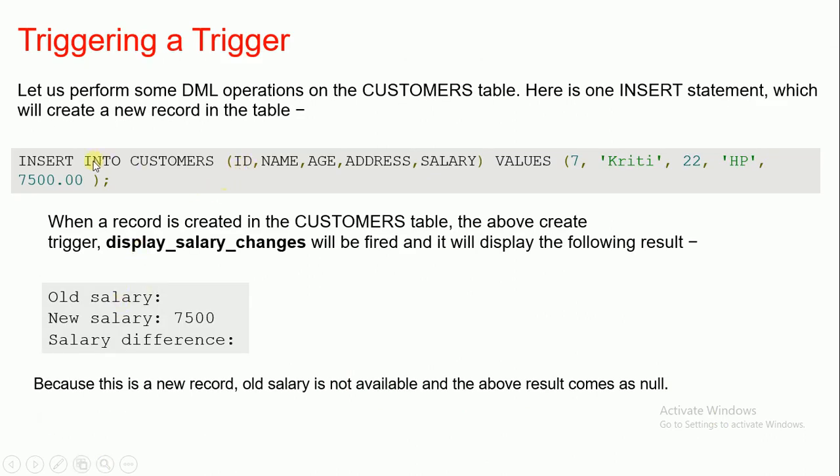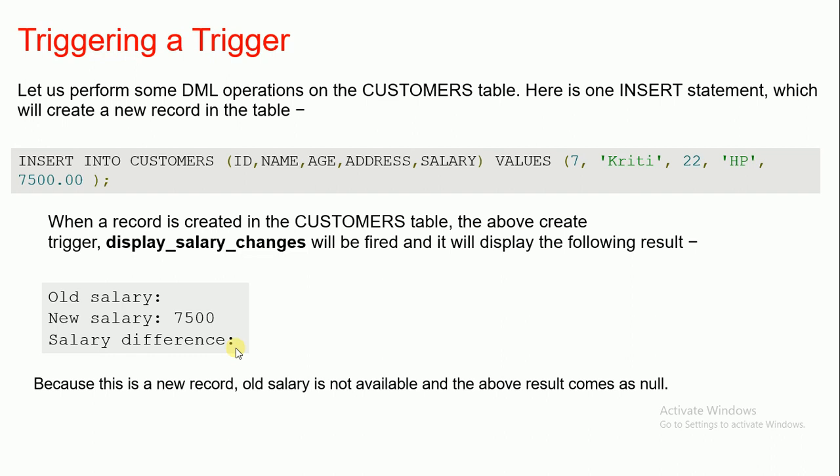Because there are already 6 records in the customer table, I am inserting a 7th record. After executing this insert statement, the trigger is going to execute automatically. After executing the trigger, this is the output you are going to obtain. Here the old salary value is empty, the new salary value is 7,500 and the salary difference is empty. Why is this output displayed? Because you are inserting a new record, there is no old value available for the particular salary. So that's why there is no change. Only the new salary will be displayed.